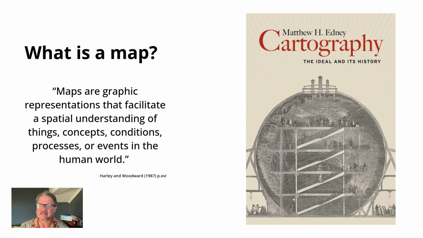criteria. Edney, in his book Cartography, The Ideal and Its History, continues this train of thought and refers to the etymology of the word map, which derives from the Latin word mappa, M-A-P-P-A, which refers to a cloth that is used for carrying items. He states that while this etymology is intriguing, it fails to capture the complexity of mapping practices and their social and cultural implications. He continues by saying maps are not inherently neutral or immutable.